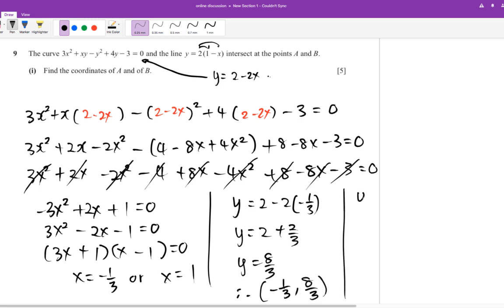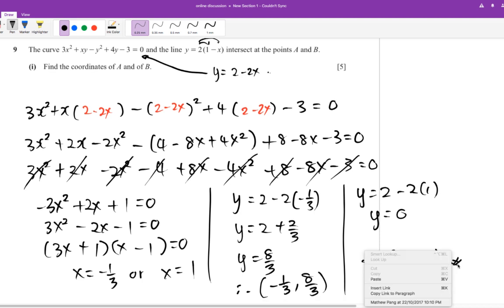And then the second one, I sub into my 1 into it. So y basically equals to 0. So the second one is 1, 0. Okay, this is how you find the coordinates A and B. You can label anyone as A and the other one as B. It doesn't matter.